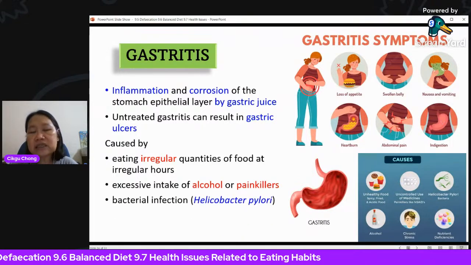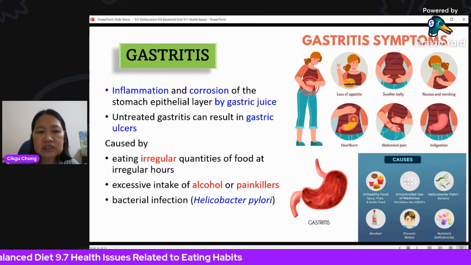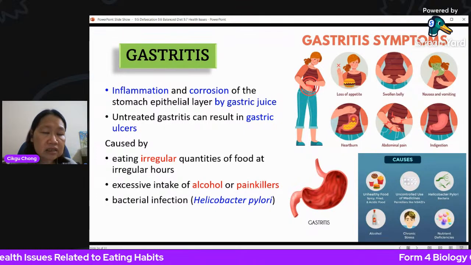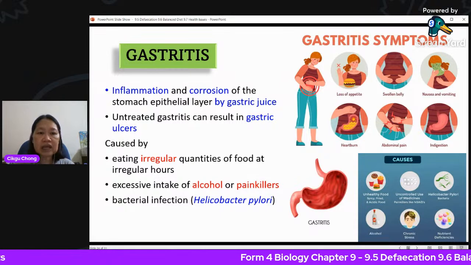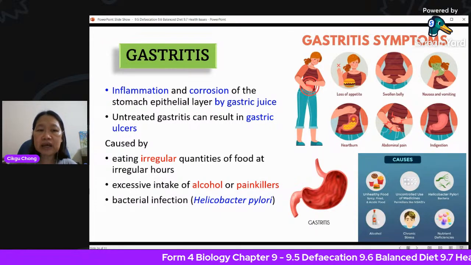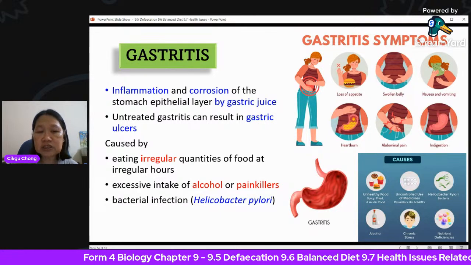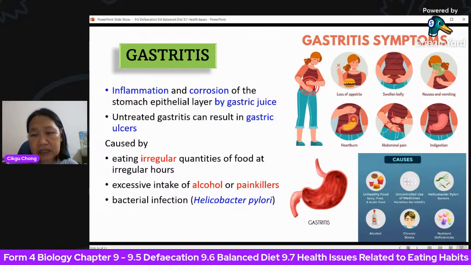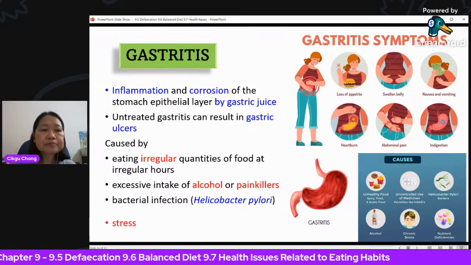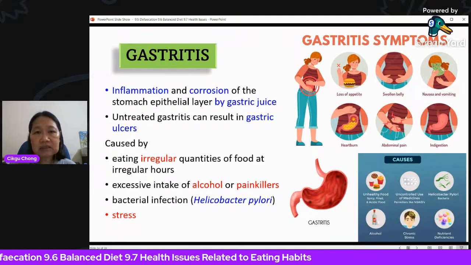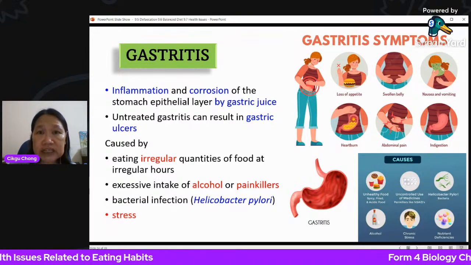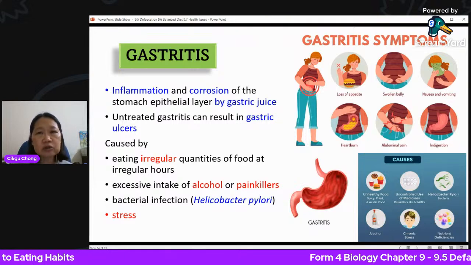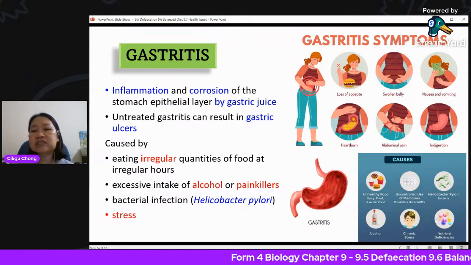And then there is also a bacterial infection. The kind of bacteria is called Helicobacter pylori. This is known to cause gastritis. That means bacteria has found its way into the stomach and is growing there. This is an infection. The bacterial name is Helicobacter pylori. Okay? And of course, stress. Sometimes we say busy people have no time to eat. Stress, sometimes your workload and all that, will also give you gastritis.